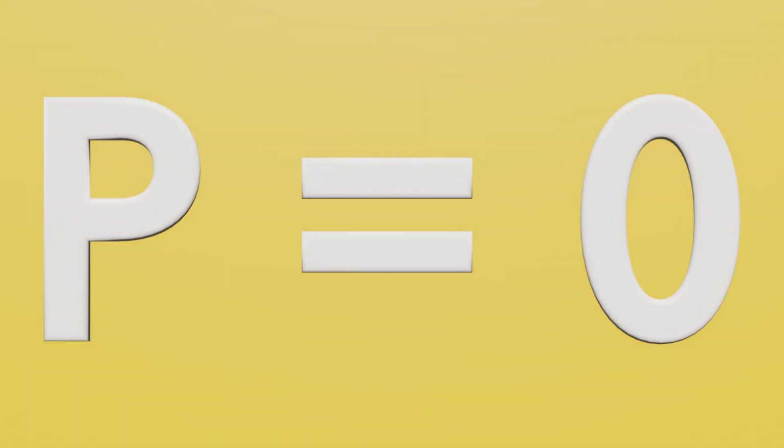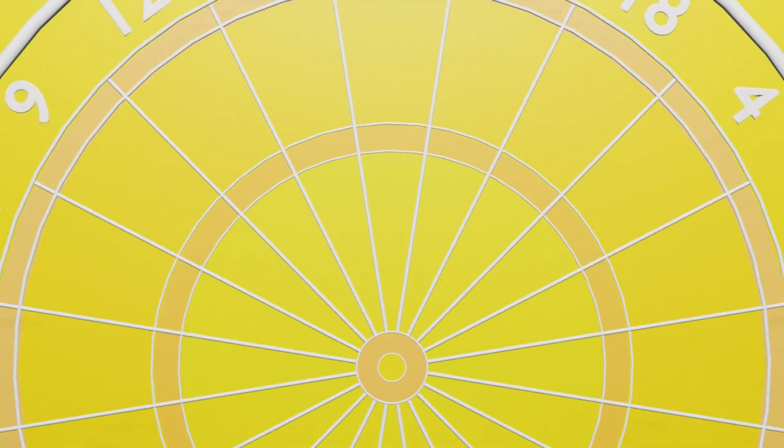If the probability is greater than 0, then the probability of hitting any point on the board will be the probability of hitting 1 point times infinity, which is infinity. If the probability is equal to 0, then the probability of hitting any point on the board will be 0. So, what's the answer?